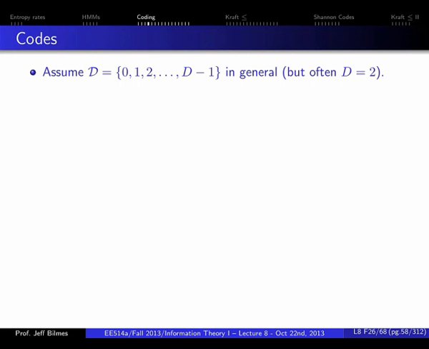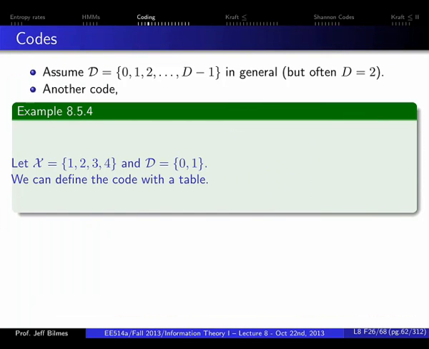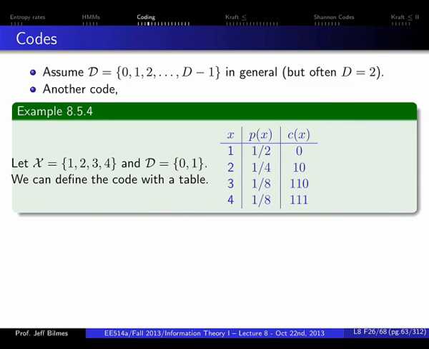In general, we can use any D-ary alphabet, but often we're coding into binary, so much of the time D is actually 2. Here's another example of a code. Let's say that X is 1 through 4, and D is again binary. So let's define a code with a table. We have X, the source symbols, given by the first column, the corresponding probabilities, given by the next column, and then the code words, given by the final column.